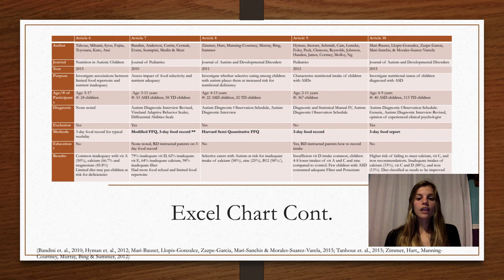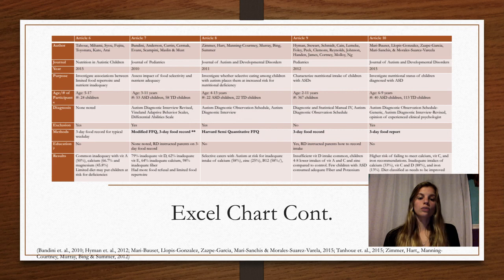The Vineland Adaptive Behavior Scales characterized adaptive skills, and the Differential Ability Scales assessed cognitive ability. Again, 4 of the 5 articles recruited the participants from autism centers, schools, and community listings. Article 8 was an observational study that was part of a larger case control study, so it did not mention how exactly they found their subjects, just that they were part of a bigger study.